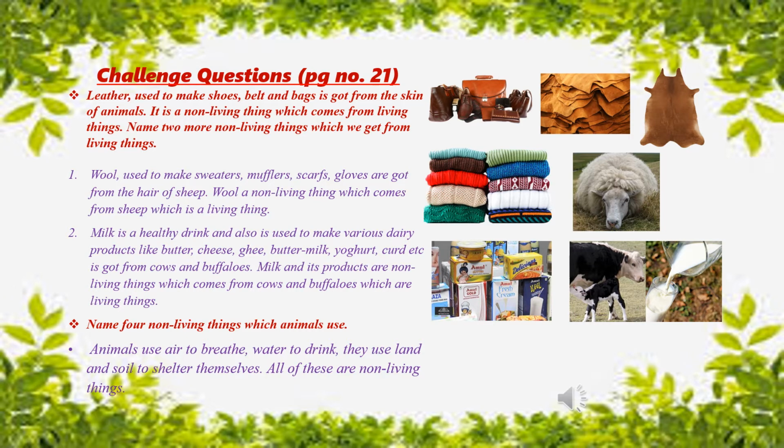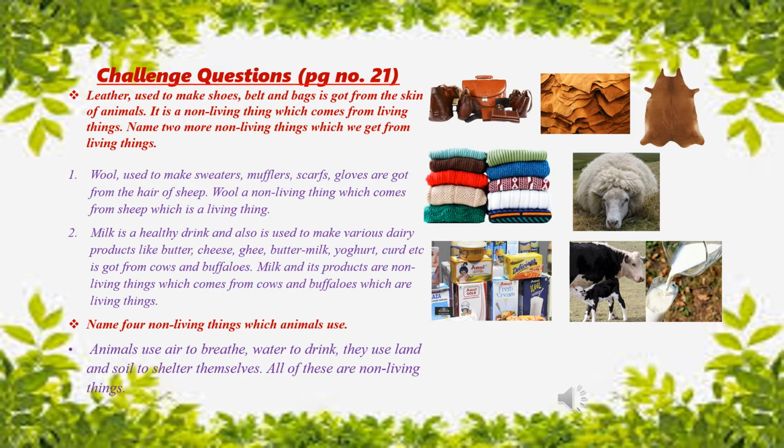And the second example is about milk. Milk is a healthy drink and also used to make various dairy products like butter, cheese, ghee, buttermilk, yogurt, curd, etc. So all of these is got from milk. And from where do we get milk? We get milk from cows and buffaloes. So milk and its products are considered as non-living things which comes from cows and buffaloes, which are again living things. Okay children?